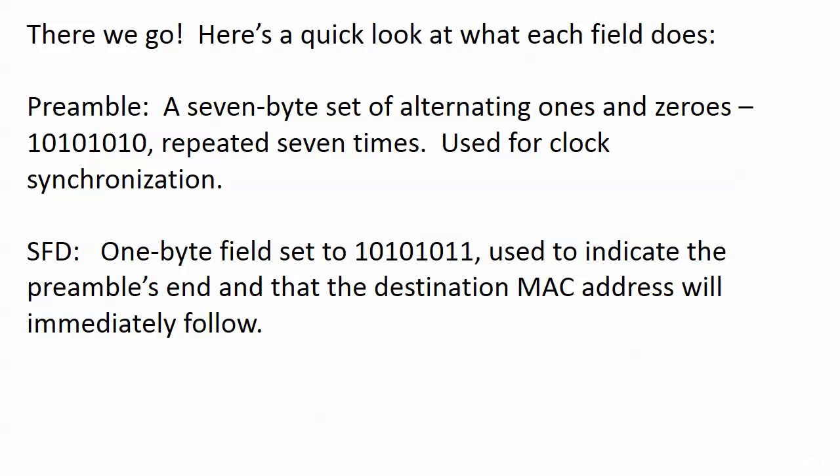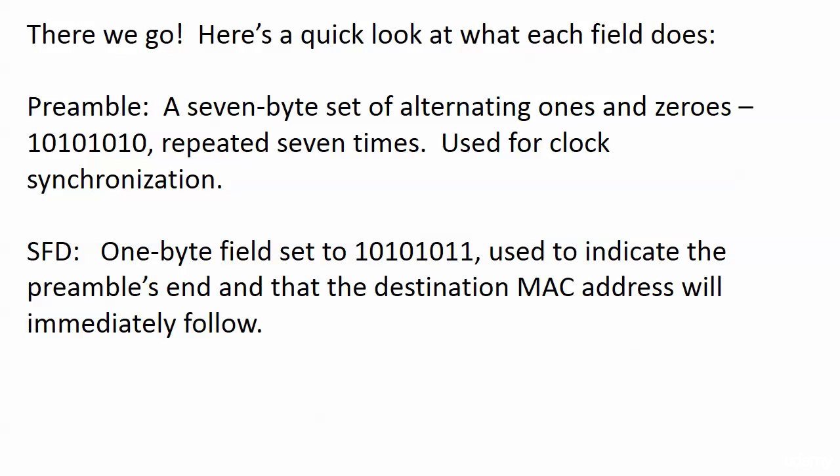The preamble is a 7-byte set of alternating ones and zeros. That's all it is. 10, 10, 10, 10, repeated 7 times. It's used for clock synchronization. And that's all the detail we're going to go into here because that's a real nuts and bolts thing. It's way beyond the scope of the exam, but that's what you need to know about the preamble.